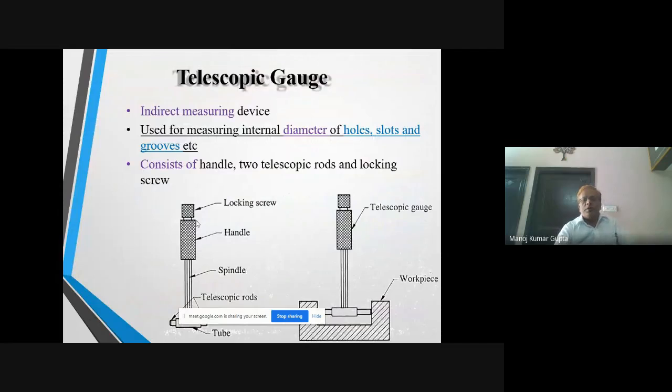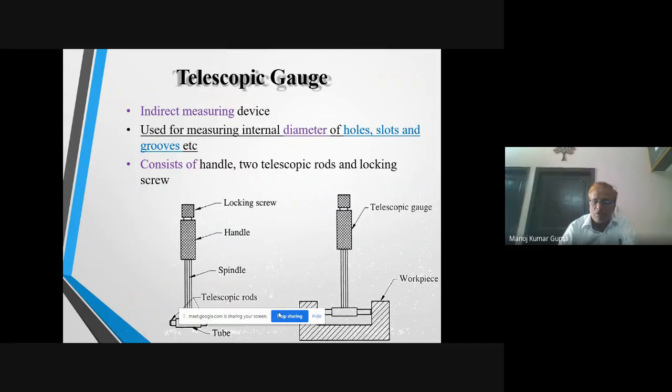Now next come the telescopic gauges. Telescopic gauges are an instrument for indirect measurement. It is used to measure the diameter of holes, slots and grooves. It consists of a handle, 2 telescopic rods and a locking screw. This is the locking screw, this is the handle, this is the spindle, and these are the telescopic rods. One is this, one is this, and this is the workpiece.